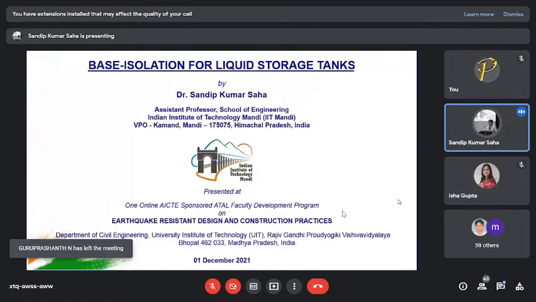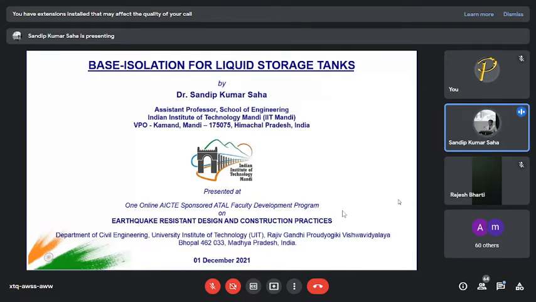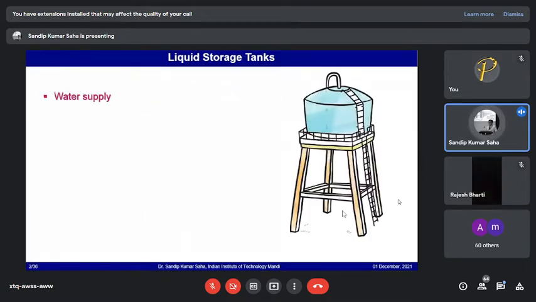Okay, so as Dr. Rawat has already introduced me, I'm not wasting much time on this. Today I'm going to give this talk on base isolation for liquid storage tanks. Why is it important? As we know, liquid storage tanks are seen invariably in different civil as well as industrial applications. Whenever we talk about water supply, one of the critical components is liquid storage tanks, and maintaining their safety during or after earthquakes has an immense role to play for successful post-earthquake recovery activities and all those things in civil aspects.